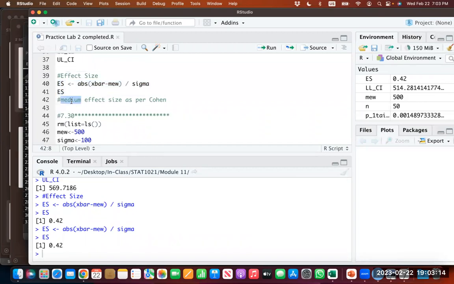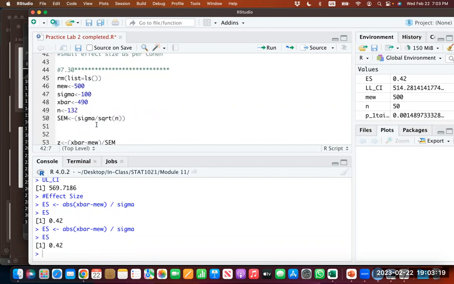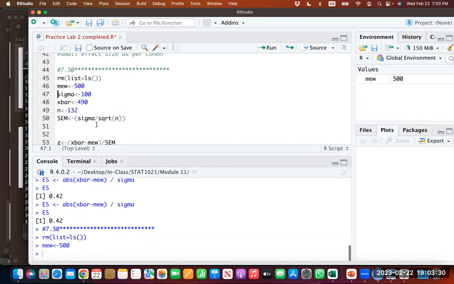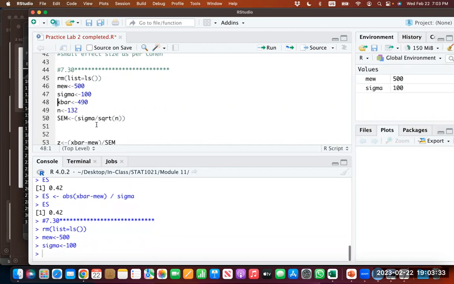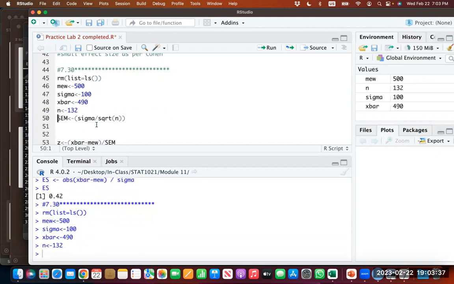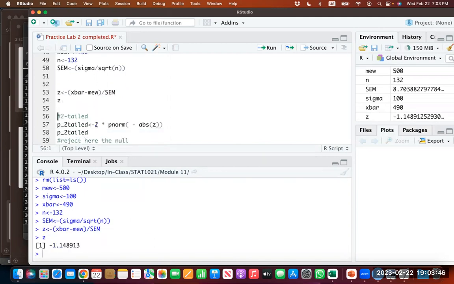0.45 is actually a small effect. Okay, 7.3. Starting with line 45, we are now removing everything in the environment. On line 46, we're assigning 500 to our mu, 100 to sigma, 490 to x bar, and n of 133.32. Line 50 calculates the SEM, again 8.7. The z score is minus 1.14.